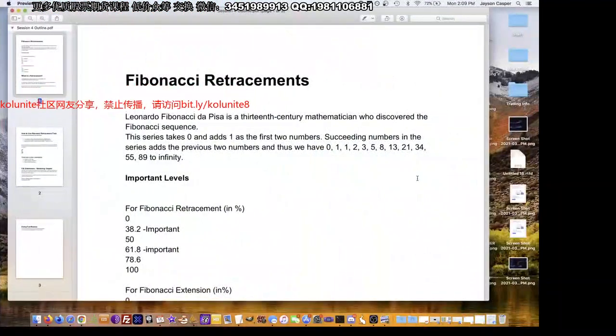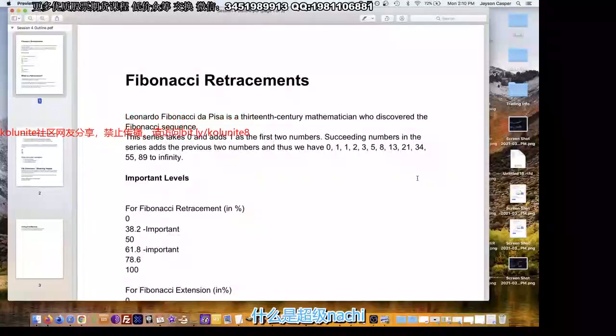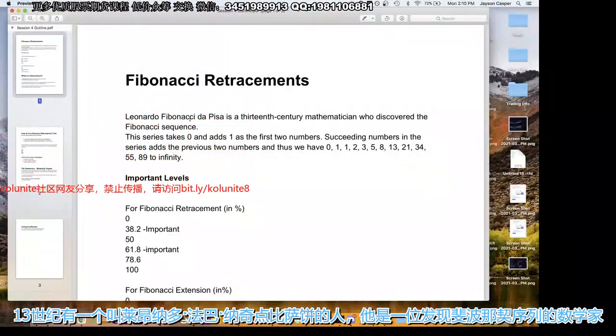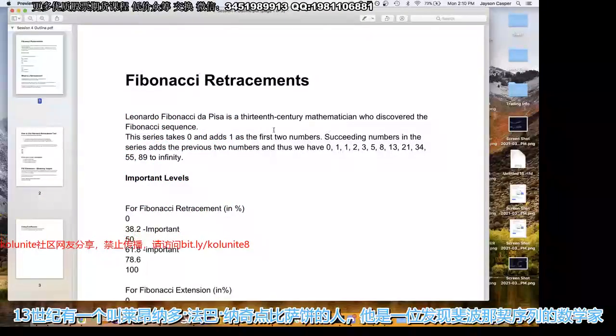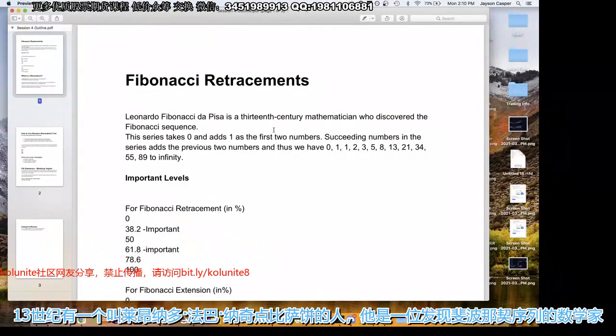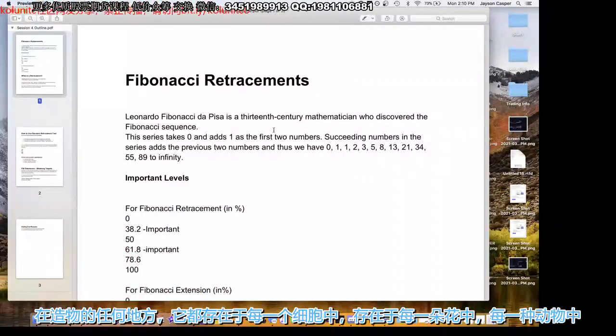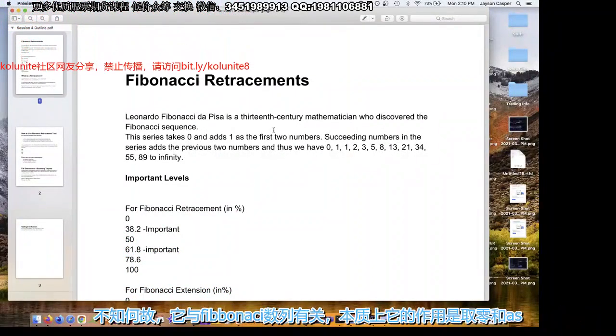So what are Fibonacci numbers? What is Fibonacci? Just a little background. There was a guy named Leonardo Fibonacci da Pisa in the 13th century, and he was a mathematician who discovered the Fibonacci sequence. Now, many of you are probably familiar with the Fibonacci sequence. It shows up everywhere in the creation. It's in every cell, it's in every flower, every animal somehow is related to the Fibonacci sequence of numbers.